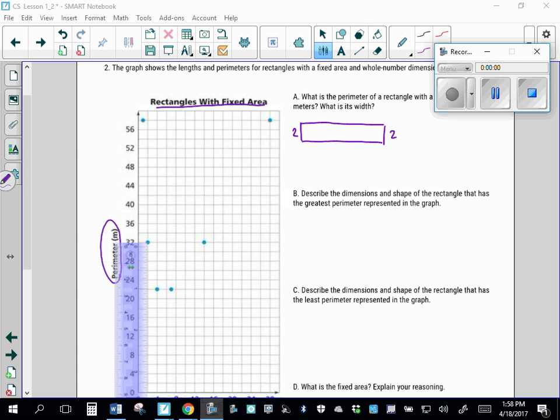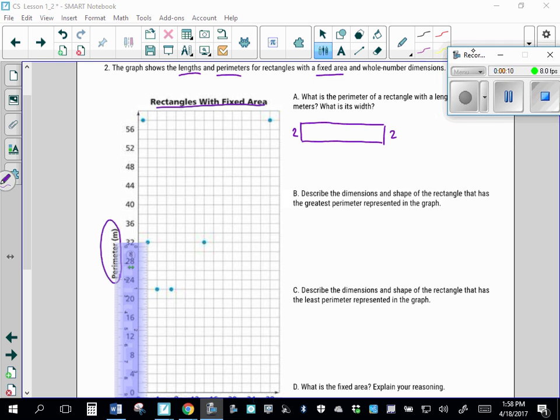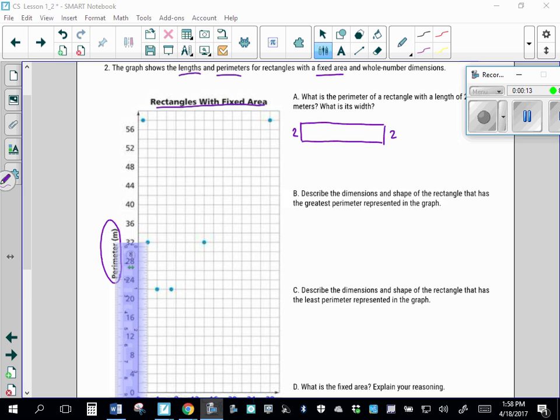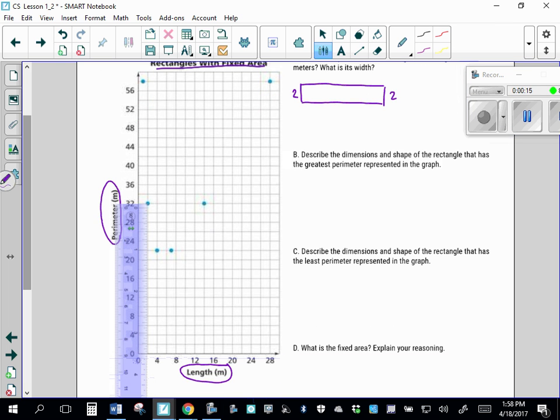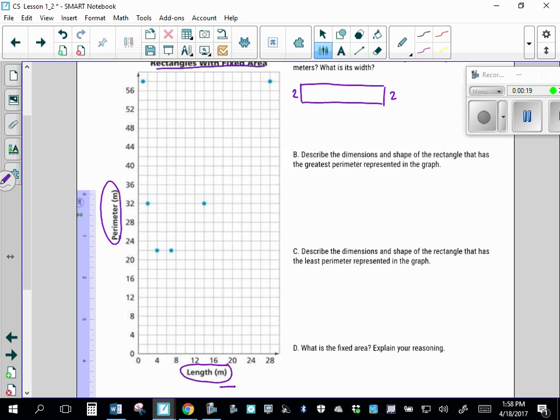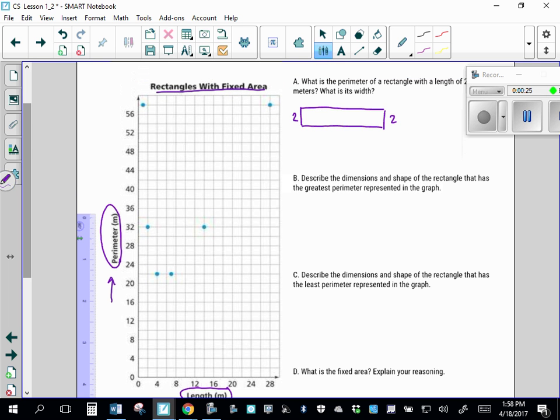Just sort of repeat what we just did. We're looking at a graph that shows the length and perimeters for rectangles with a fixed area. And it says in whole number dimensions. So we were just looking at this graph and noticed that the horizontal axis is length and the vertical axis is perimeter. And each point represents a rectangle because that's what the title says.